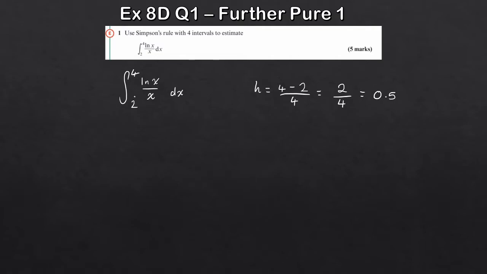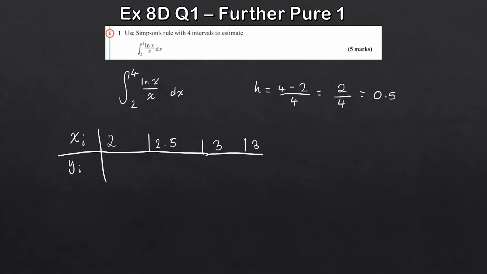Now what we're going to do is set up a table of our x values and our y values. My first x value starts at the lower limit, so 2, and then we go up with our h value. So we increase each one by 0.5. My next one will be 2.5, my next one will be 3, our next one will be 3.5, and then we stop when we reach the upper limit, which is 4. Now all you need to do at this point is just sub your values in.